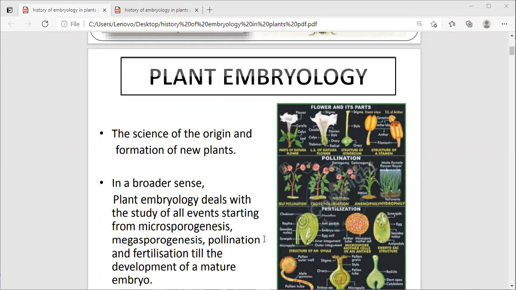There are different kinds of mechanisms, different types of strategies that plants have for pollination. That means the transfer of pollen grain from one flower to another flower, or within the flower. Okay, that's what we want to see here: pollination.